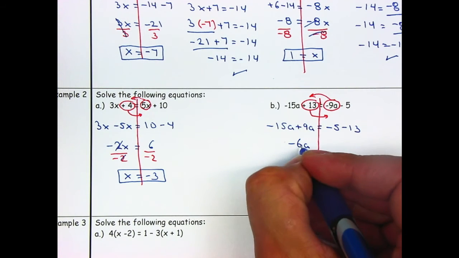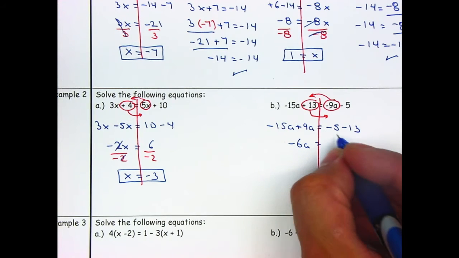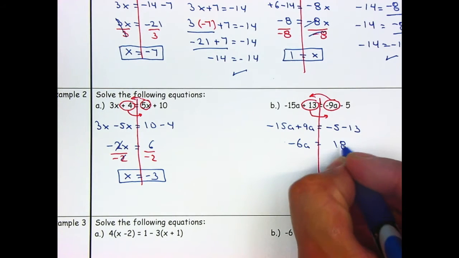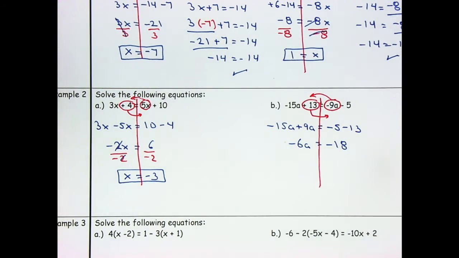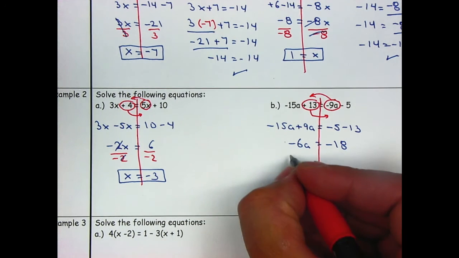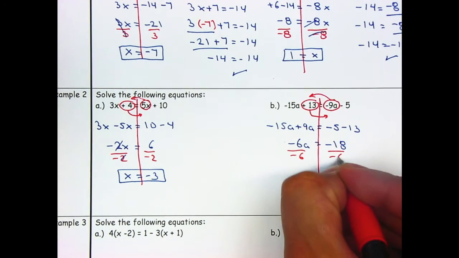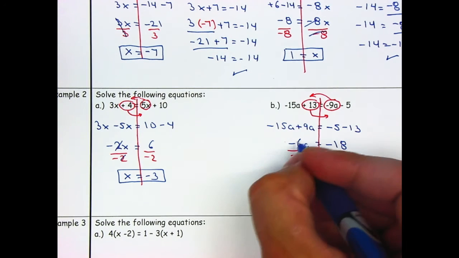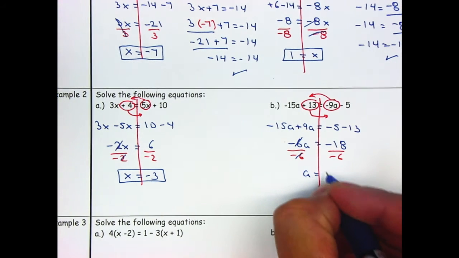Different signs, I subtract, keep the sign of the bigger number. Same sign, I add, keep the sign of the bigger number. And my last step is to divide by negative 6. This will cancel, so a is equal to 3.